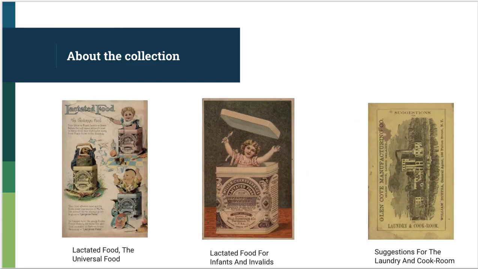As a part of this project, I chose 20 items from this collection to create metadata records for. And in this slide, I am showing you examples of three different items from the 20 records that I chose from the collection. As you can see, this collection consists of materials from the late 19th and the early 20th centuries with advertising for food and cookery related items as well as some recipes.